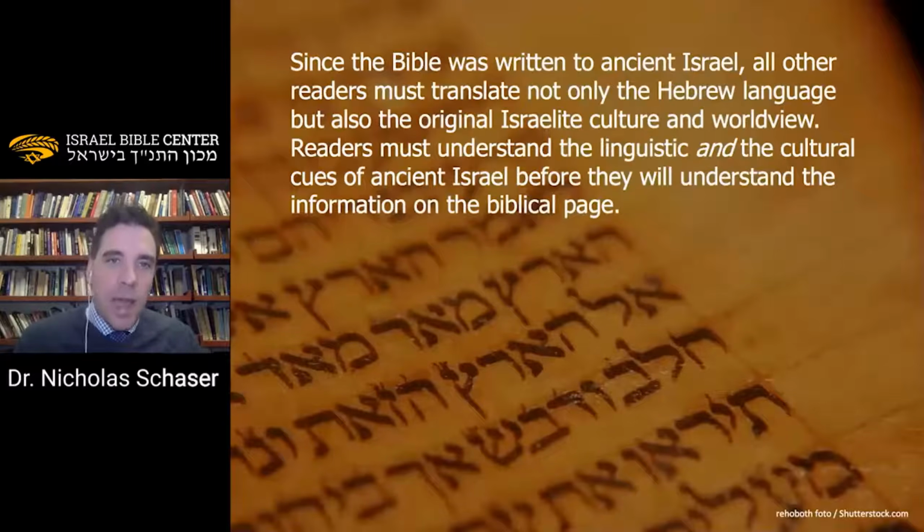So just to summarize, since the Bible was written to ancient Israel, all other readers must translate not only the Hebrew language, but also the original Israelite culture and worldview. Readers must understand both the linguistic and the cultural cues of ancient Israel before they will understand the information on the biblical page. That is, we need the historical and cultural and linguistic background of this text in order to make any sense of it at all. The notion that a reader would just come up to the text without any prior knowledge of Genesis 1 and start trying to figure out how best to interpret that just doesn't take seriously enough the true import of the ancient Israelite background of this material.